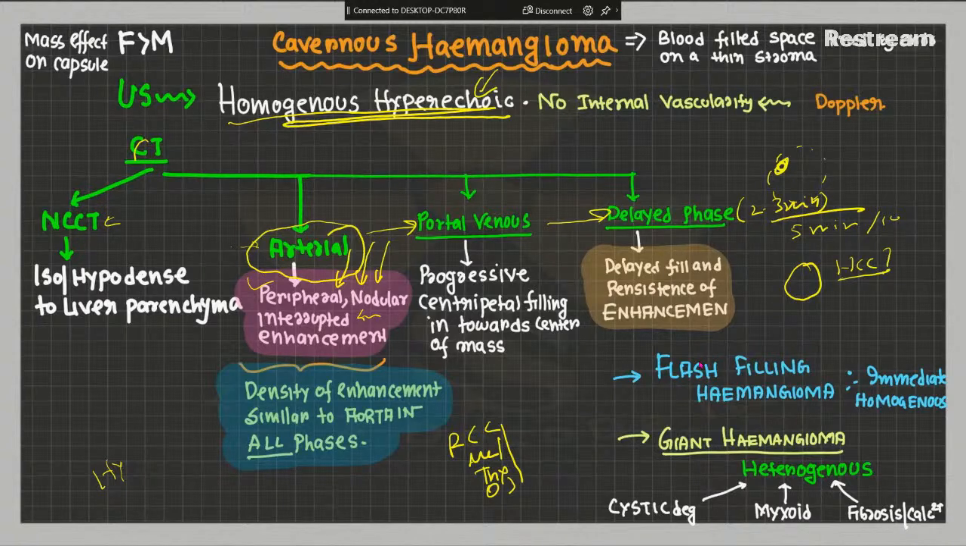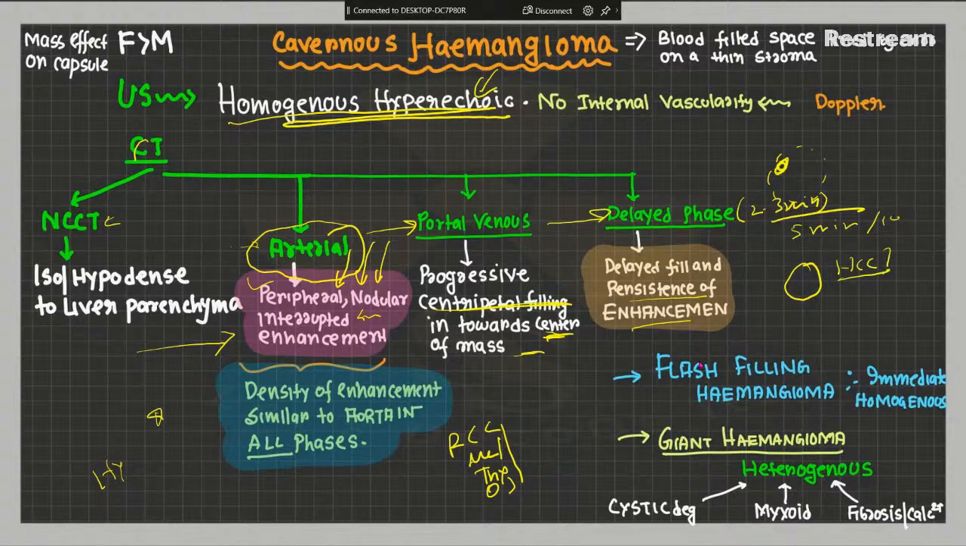Why? Because this helps you to differentiate from the other two, that is your FNH and your hepatic adenoma. Both will also enhance homogeneously in the arterial phase, but they will become isodense to liver in delayed phases. That means they will not retain the contrast. This is the difference. So that's why I just said peripheral nodular interrupted contrast enhancement followed by centripetal filling toward the center followed by delayed persistence of enhancement. This is the full answer of a typical imaging feature of cavernous hemangioma.